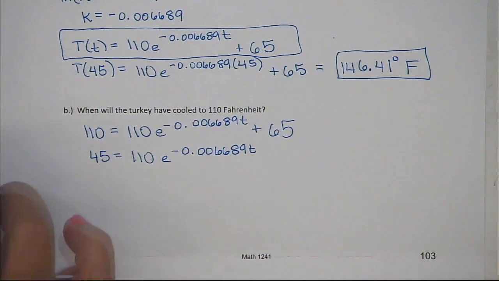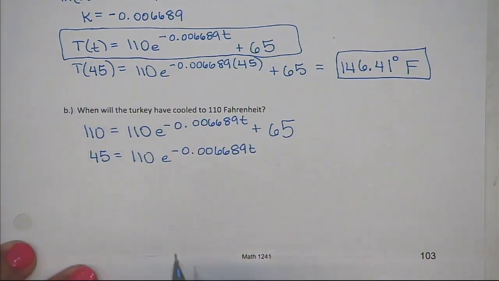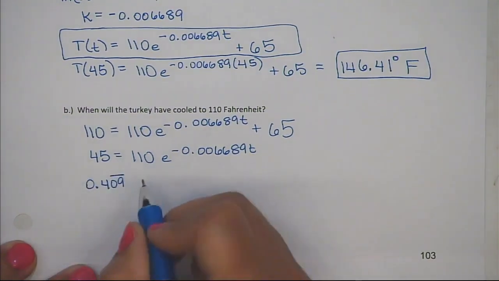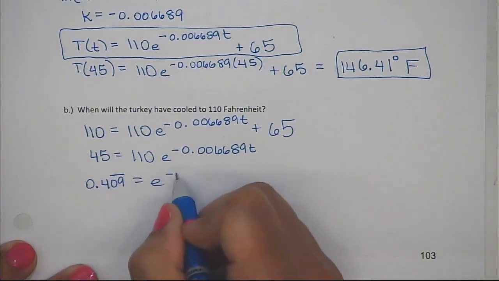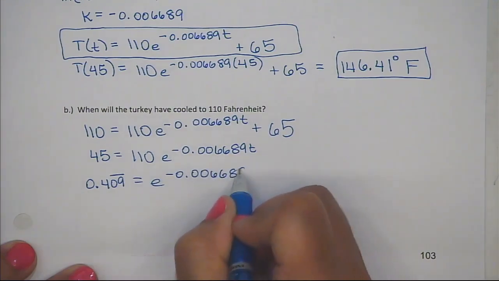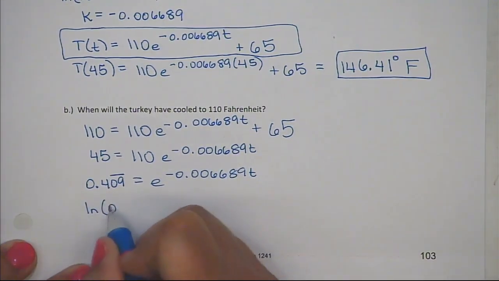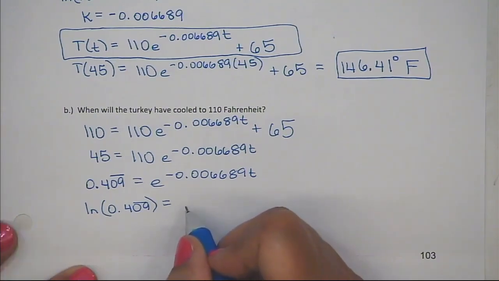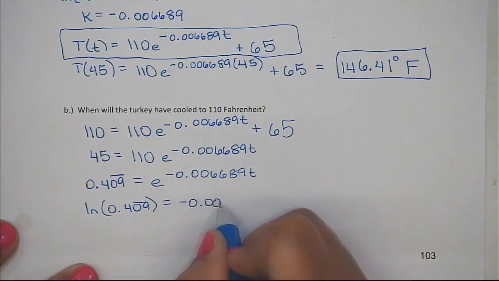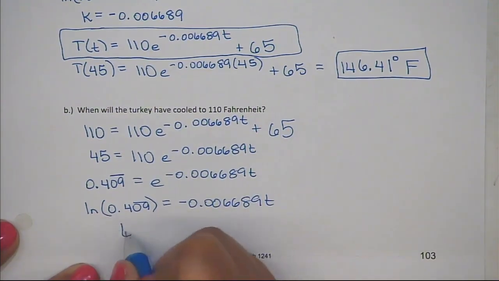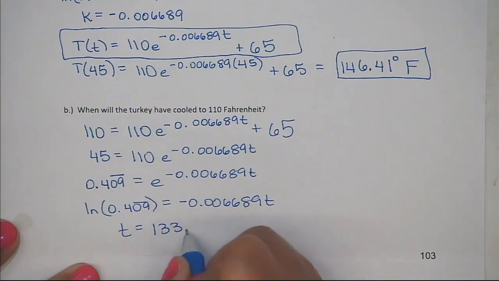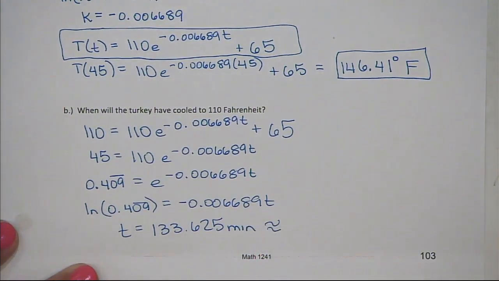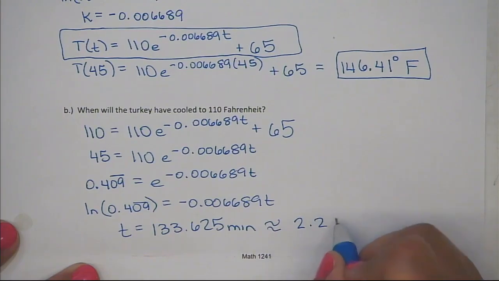All right, so 45 divided by 110. So 0.409, the 09 seems to be repeating. All right, and then just do your natural log of that. Just the 09 repeats, not the 4. All right, so I got 133.625 minutes. Again, if you're doing hours, divide that by 60, you end up with 2.23 hours.